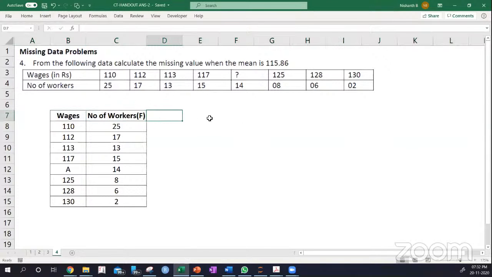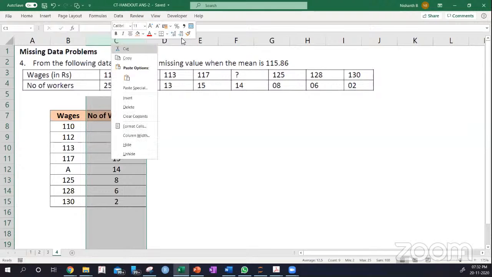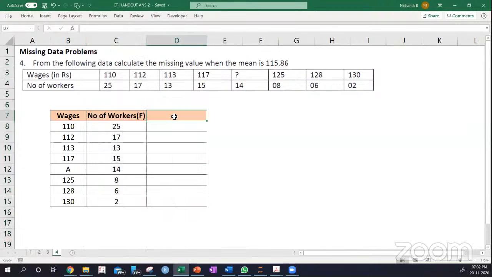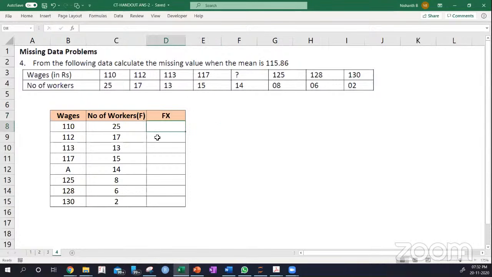Okay, so we proceed with the same formula. That is fx, and don't change much here. Fx, and you still use the same formula. X bar is equal to summation fx by n. You easily get your answer. So fx is nothing but 110 into 25, 112 into 17, 113 into 13, 117 into 15, okay, 14a.